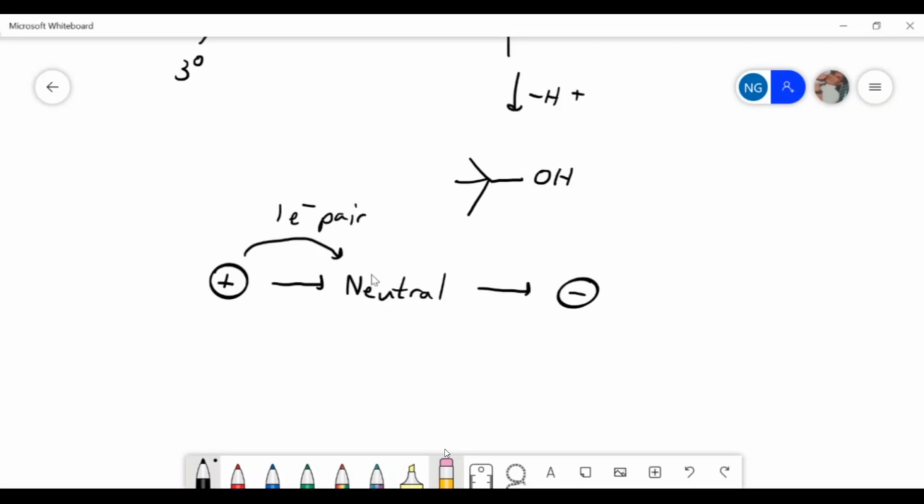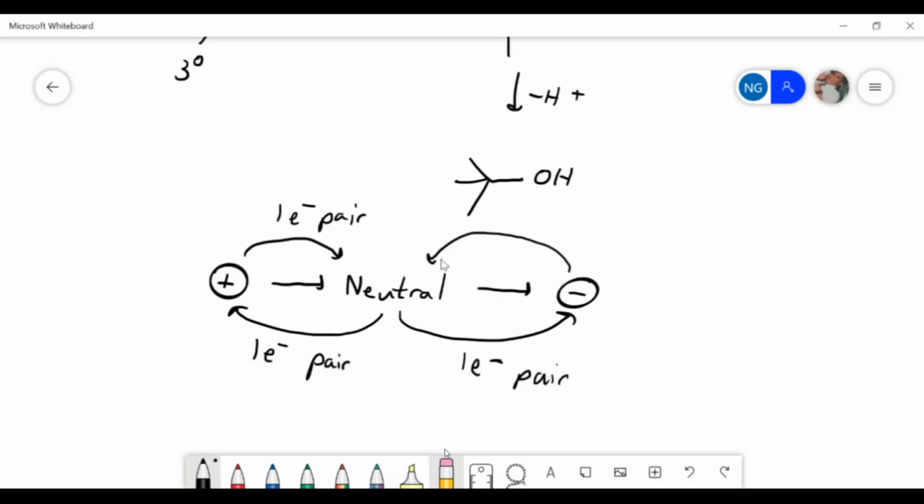Same thing for neutral. If you have 1 electron pair for neutral, at any given moment, you can only move towards a positive or negative charge. So 1 electron pair can bring you from neutral to a positive or negative charge. That's the same thing for negative charge. You go from a negative charge to a neutral charge with 1 electron pair. You cannot jump from a negative to a positive charge, because that signifies a movement of 4 electrons.